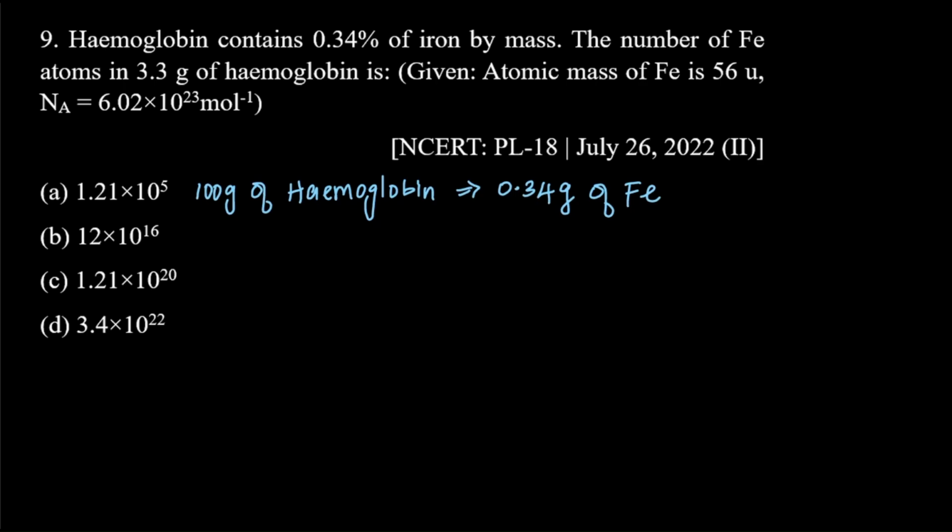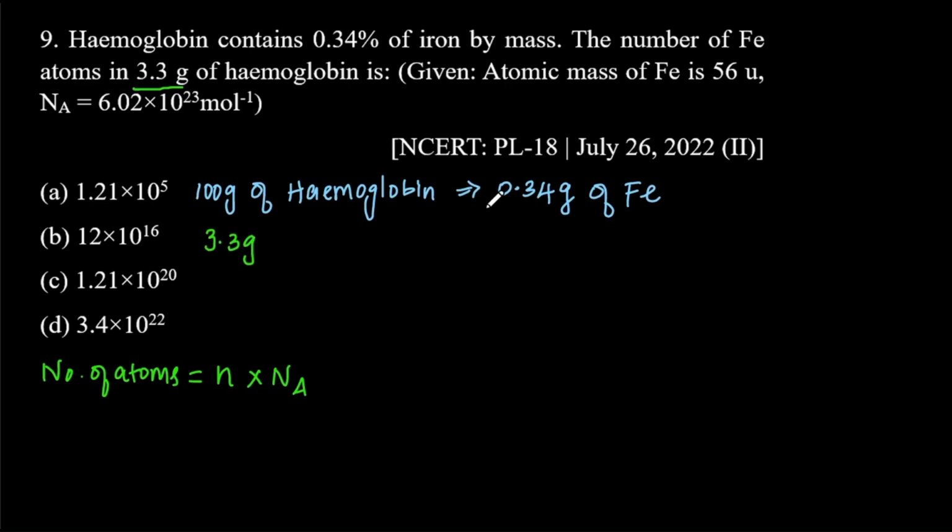So in the question they are asking us to find the number of Fe atoms in 3.3 gram of hemoglobin. So they are asking us to find the number of atoms. We already saw the formula in the previous sum. Number of atoms formula is number of moles multiplied by Avogadro number. So for this first you have to find the number of moles. In the given information, 100 grams of hemoglobin contains 0.34 gram of iron. In the question 3.3 gram of hemoglobin is given. So therefore we can compare with the first line.